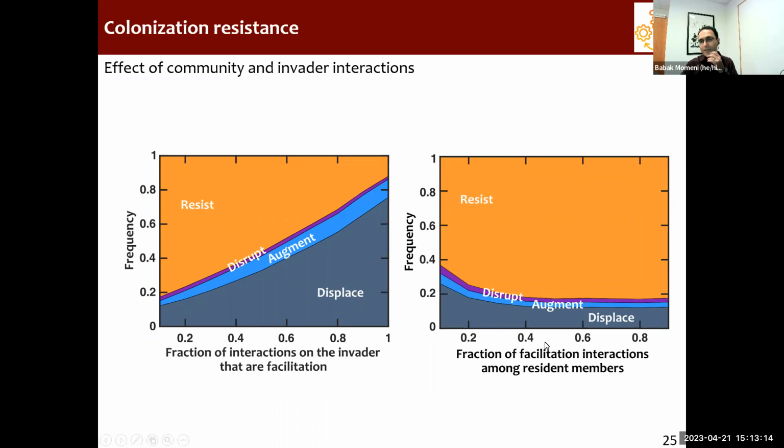The other factor that we looked at was what happens if we change the interactions within the resident community. What we see is that communities that have more facilitation among them, so these are more cooperative communities, have stronger resistance and a lower chance of displacement. And if we push things to the edge and make more and more competitive communities, then we get more examples of displacement.